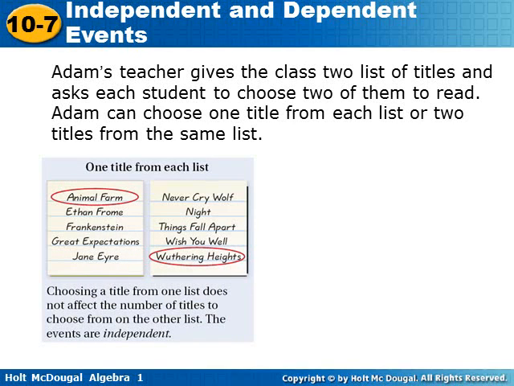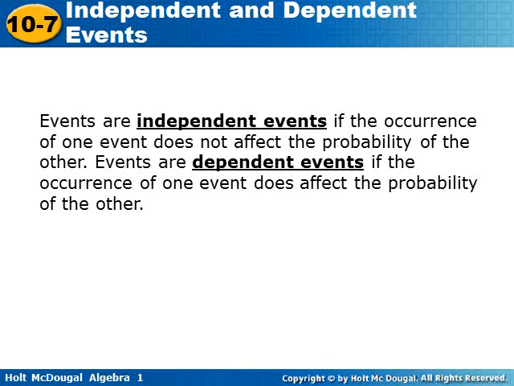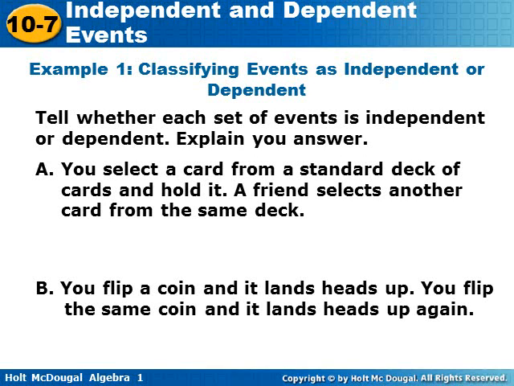If he chose one title from each list, choosing a title from one list does not affect the number of titles to choose from on the other list. The events are independent. If you choose two titles from the same list, choosing a title from one of the lists changes the number of titles that can be chosen from the same list. The events are dependent. Events are independent events if the occurrence of one event does not affect the probability of the other. Events are dependent events if the occurrence of one event does affect the probability of the other.